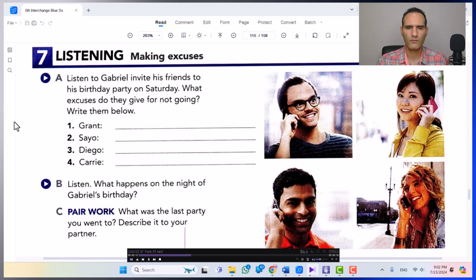Well, I guess I'll have some cake. Happy birthday to me. Happy birthday to me. Surprise! Happy birthday! Surprise, Gabriel! Happy birthday, Gabriel! Oh, wow! Oh my gosh! Grant, Sayo, wow, what a surprise! Diego! Man, you really fooled me. I had no idea. Carrie, did you set this up? Wow, you're the best. I can't believe it.